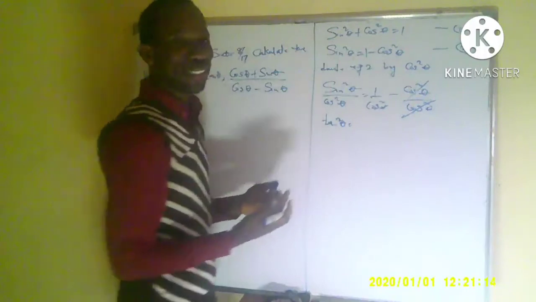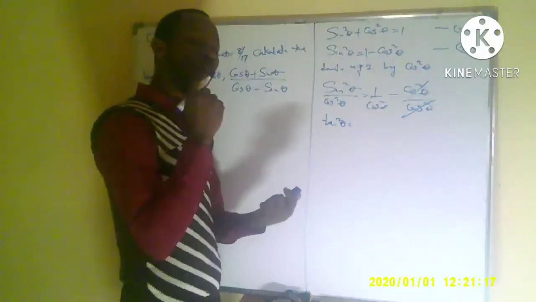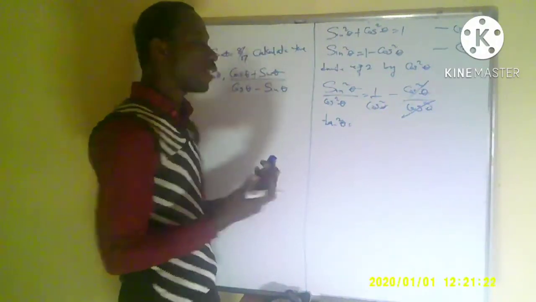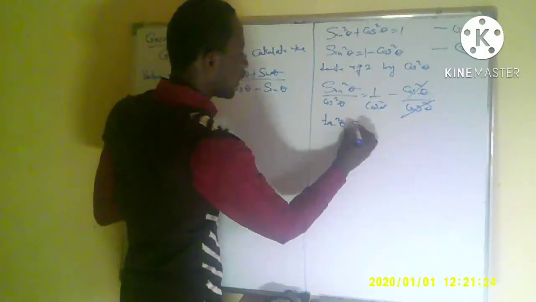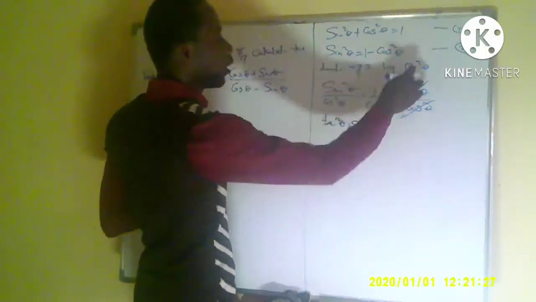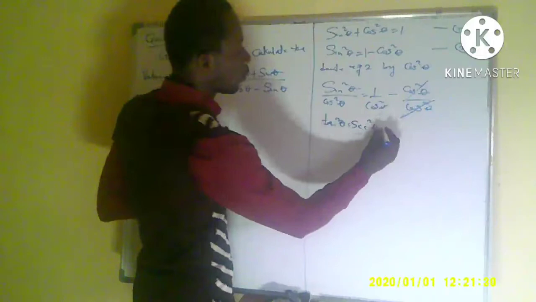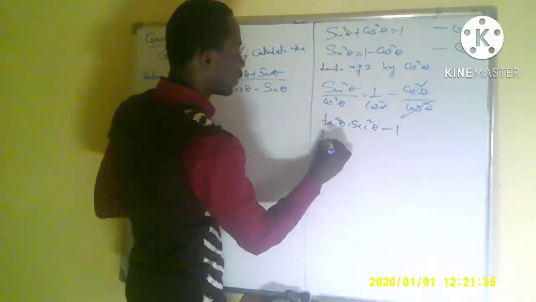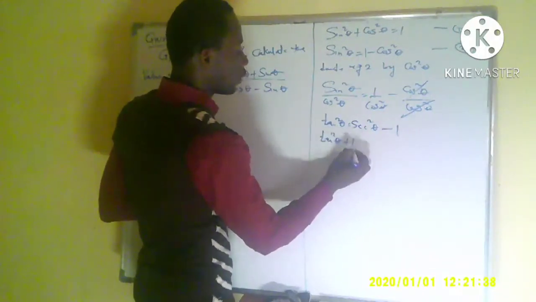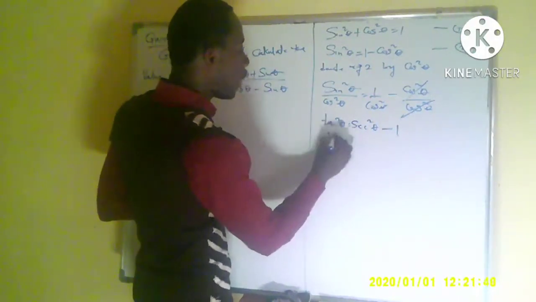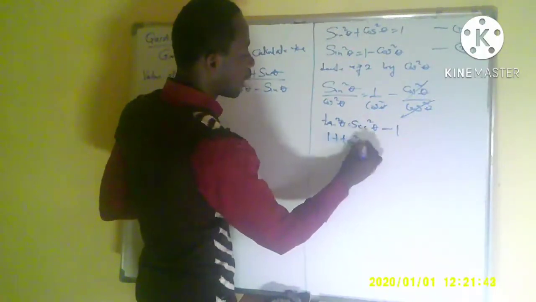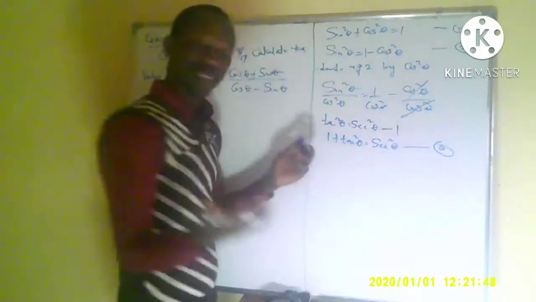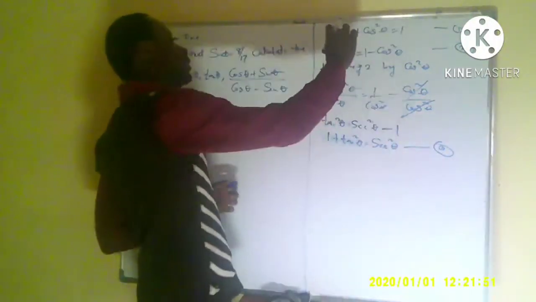So 1 over cos theta, from our earlier video on trigonometry, gives us sec theta. Now that it's carrying a square, it becomes sec square theta. Then cos square theta over cos square theta gives us minus 1. So by the time this minus 1 comes to the other side, it becomes tan square theta plus 1. Or you can as well say 1 plus tan square theta is equal to sec square theta. This gives us equation 3. Very simple. Now, let's come back to equation 2 again.